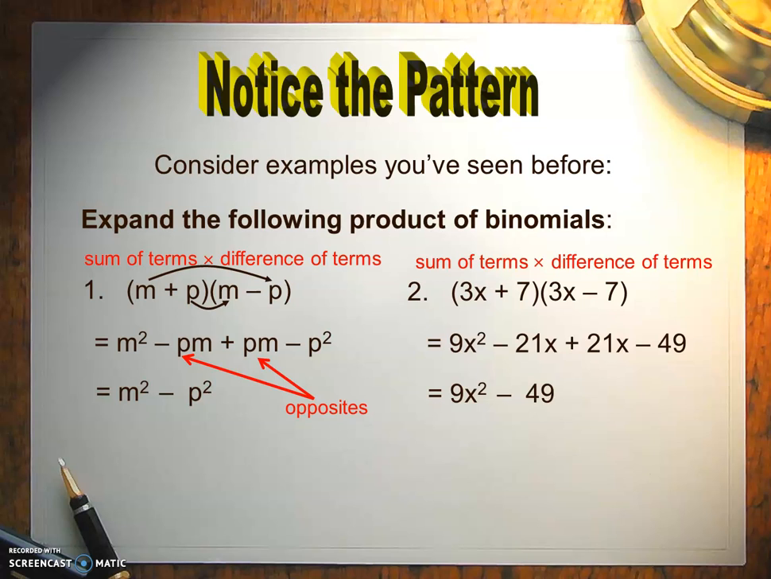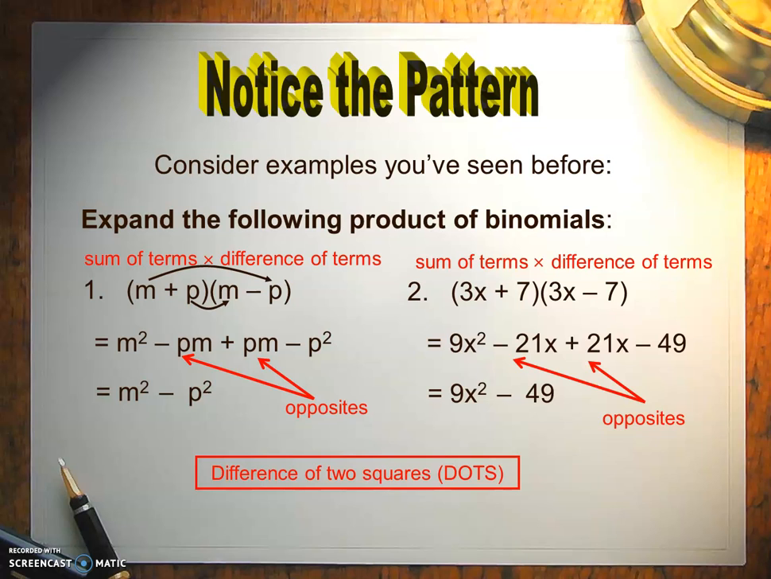In the next one, same thing happens. We have the sum of the terms and the difference of the same two terms. They're opposites because of the multiplications. And so this pattern will always yield the two numbers at the bottom, which are perfect squares and they're subtracted, which we call the difference of two squares. Let's try some examples where this is going to happen.